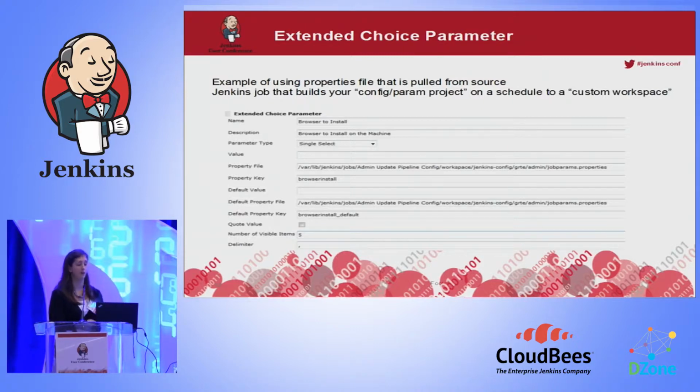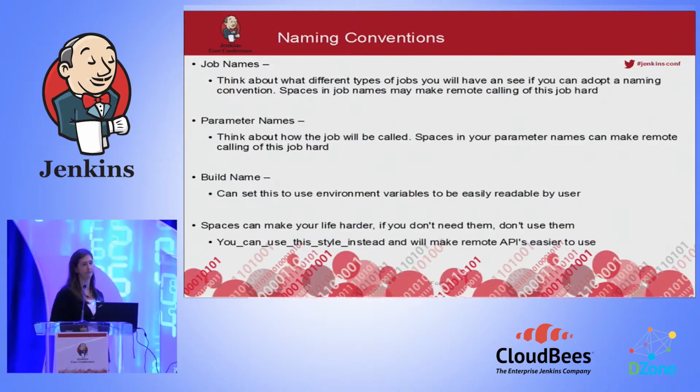That file can also be in source. So essentially, if you want to make a parameter change, you make a change in source, it builds in Jenkins, and then all your jobs get updated with the new parameter. It's pretty cool and pretty powerful, especially if you find yourself copying the parameters from job to job. So I highly recommend this. And in my other session tomorrow, I'll go into more depth on how to implement pulling parameters from source and doing this type of stuff.